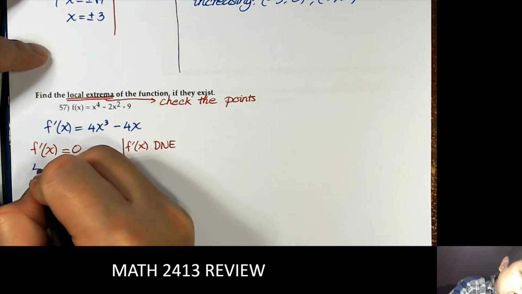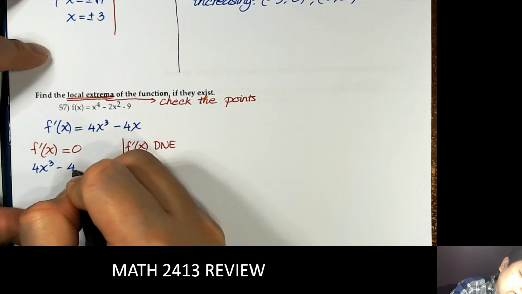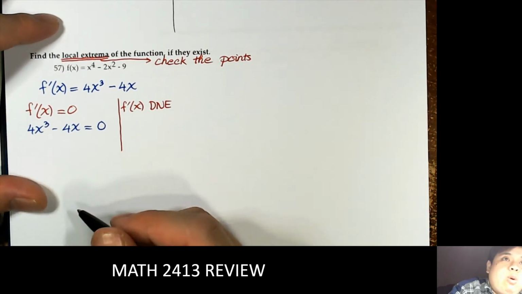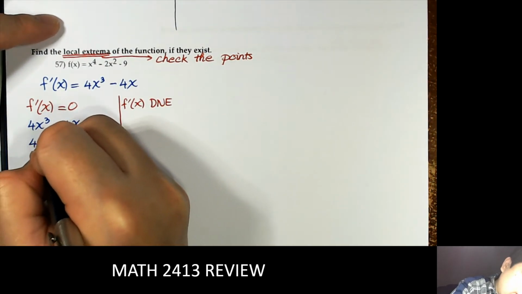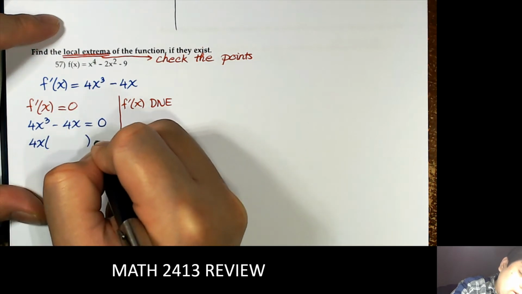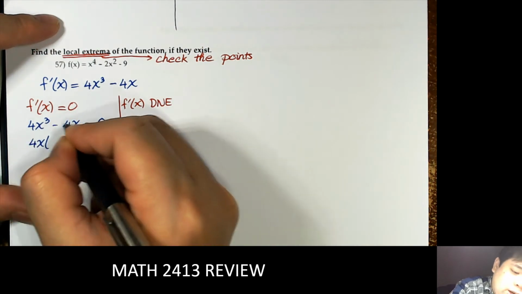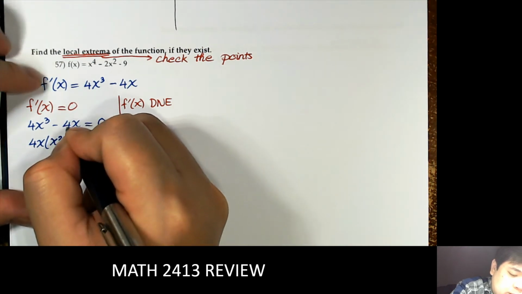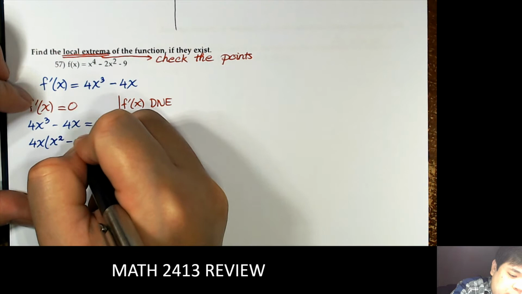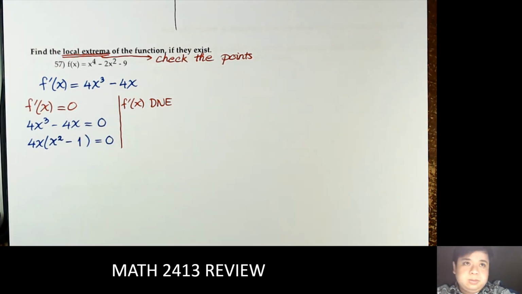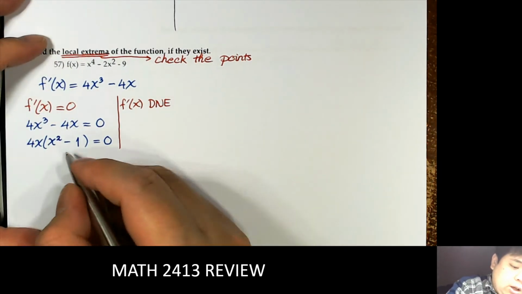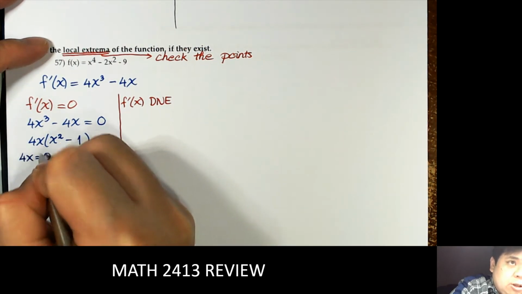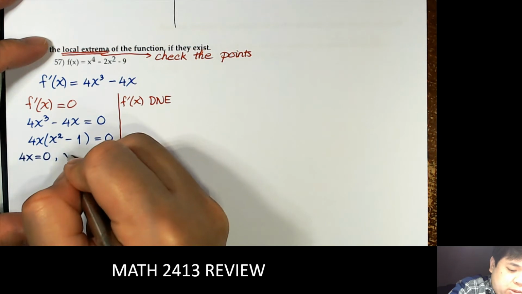So that equal to 0. I can factor out 4x, and we have x squared minus 1. Right. So for 4x equal to 0, or x squared minus 1 equal to 0.